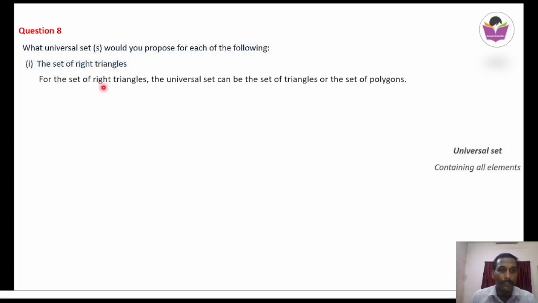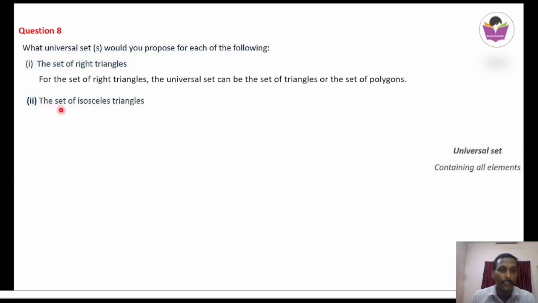Here, for the set of right triangles, the universal set can be the set of triangles or the set of polygons. Here we mention two: the set of triangles and the set of polygons. If you consider the set of triangles, right triangles are a part of these triangles. And if you consider the set of polygons as a universal set, from polygons only we are getting triangles. A triangle is also a part of polygons.